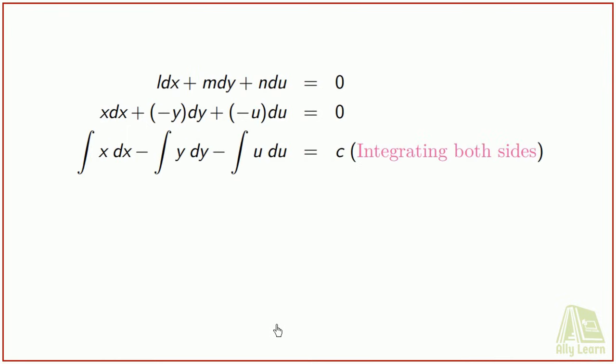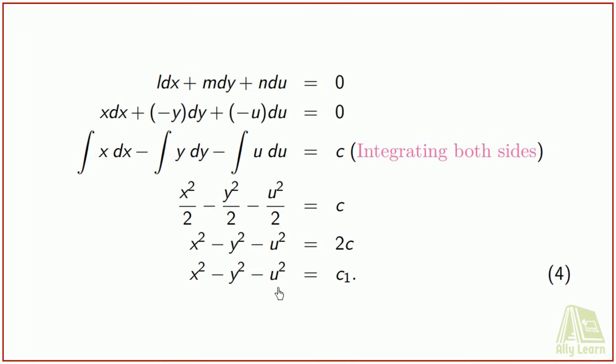Now we put the integration on both the sides. On the right hand side, this c is the constant of integration, and on integrating these expressions we get this expression. Now just manipulating it to make it in a simple form, we do these calculations, and this 2c we are writing as a constant c1, because c is a constant, so c1 equals 2c is also a constant.